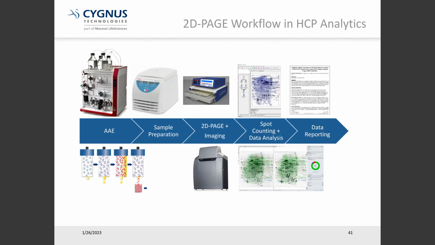Here's the typical workflow for our AAE with silver stain detection. So we have AAE fractionation followed by sample prep. We do horizontal gels, and then we have some nice imaging software that can take pictures of the gels and then do the full reduction of spot counting, overlay, and coverage assessment.